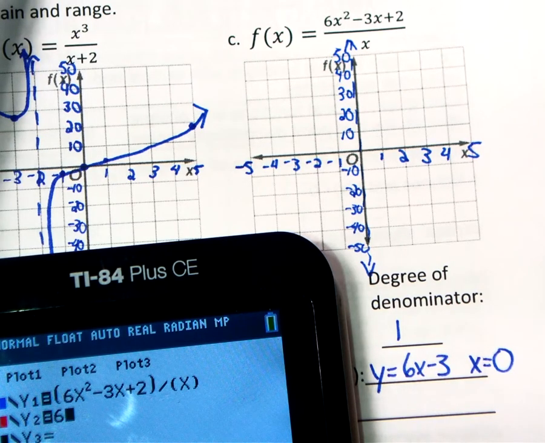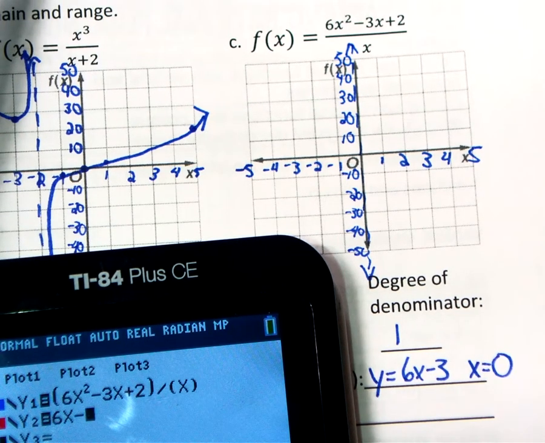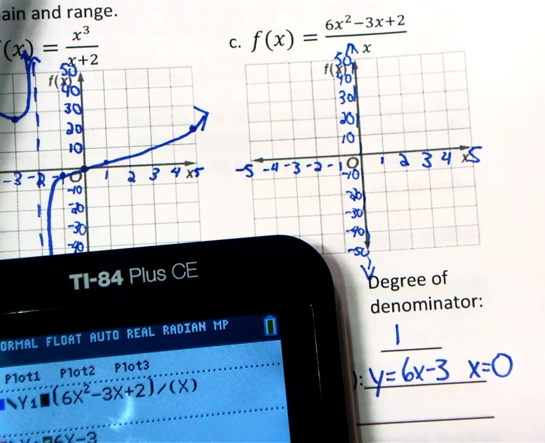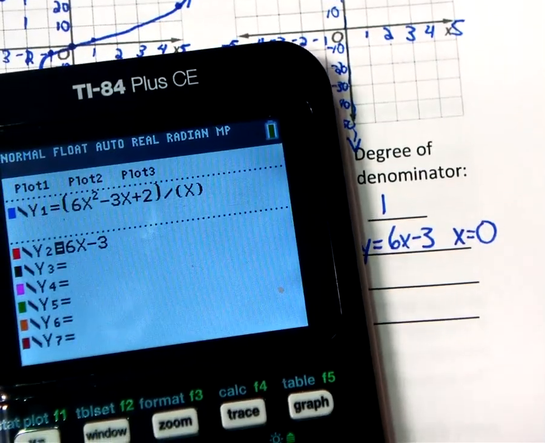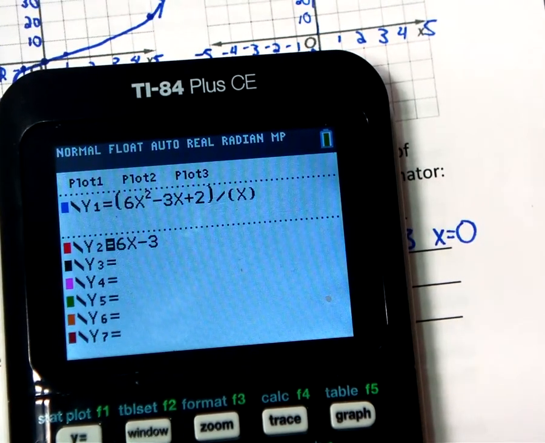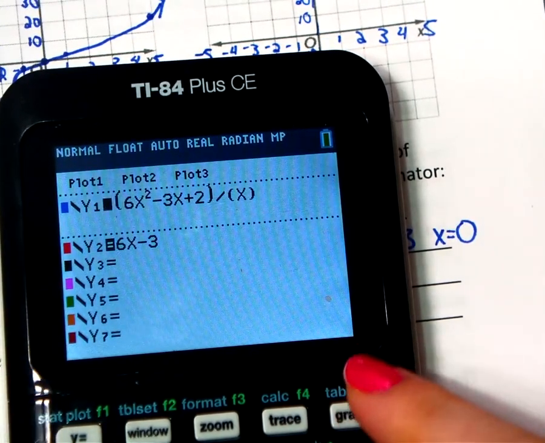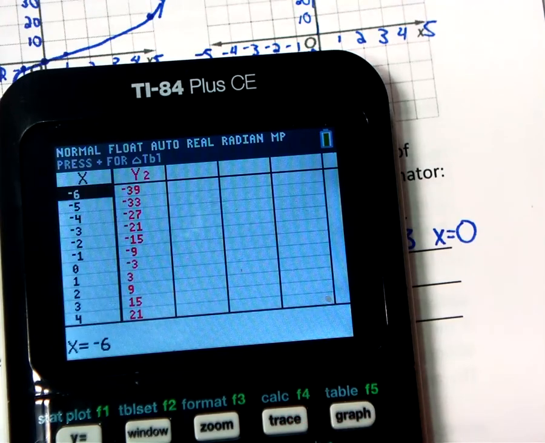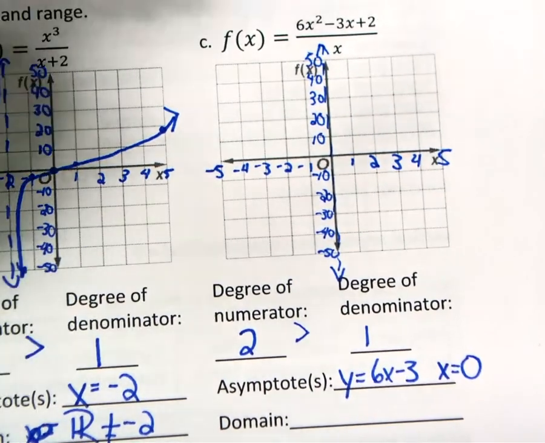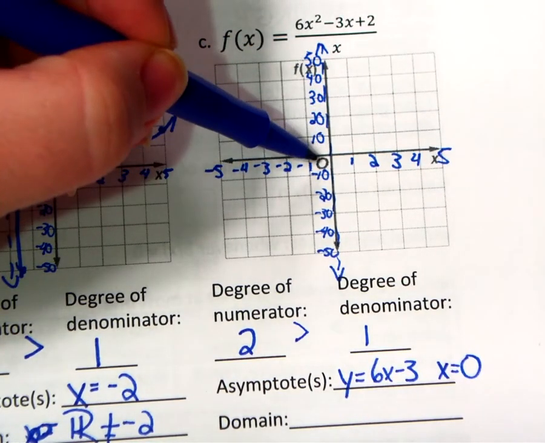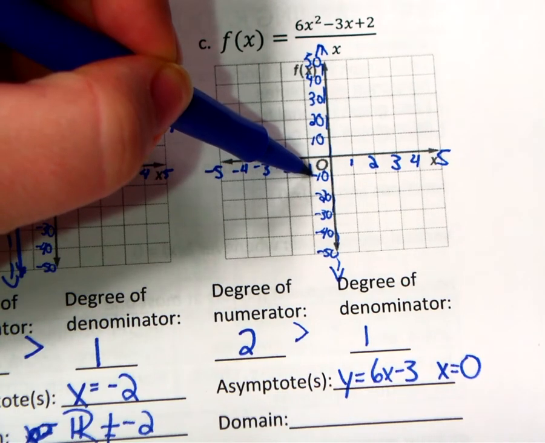6x minus 3. And if you highlight the equal sign next to where we were before, we can get your calculator to not have that graphed. So we're going to go to our table and plot some points. So at -1, my table says that it's at -9. At 0, it's at -3.